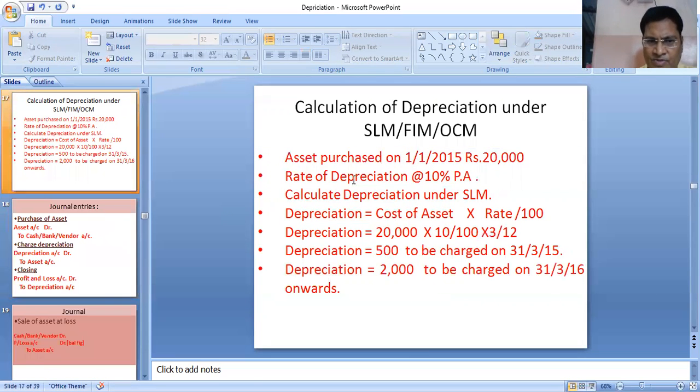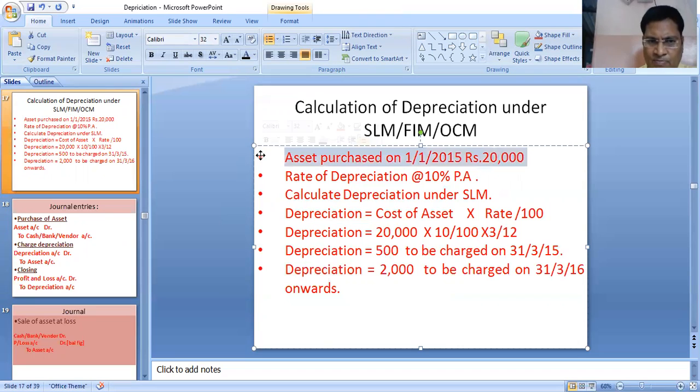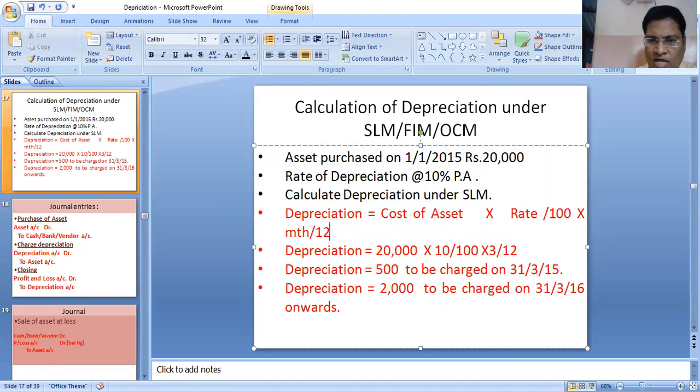As we see in the next sum, in this sum, the 10% per annum is the depreciation rate given. 10% per annum, and we need to calculate depreciation. So 10% per annum: cost of asset into rate by 100 into time factor over here. Time is n by 12, number of months divided by 12. That is how we will charge the depreciation over here.